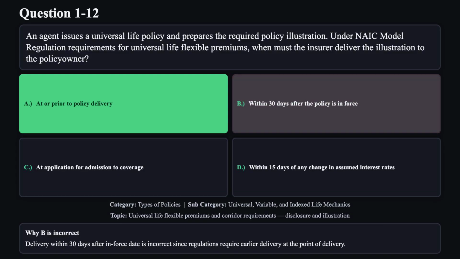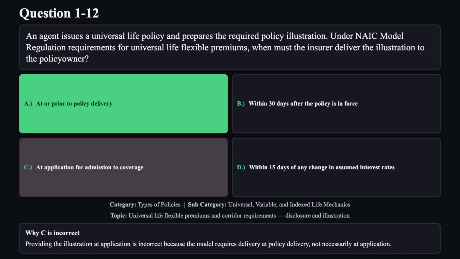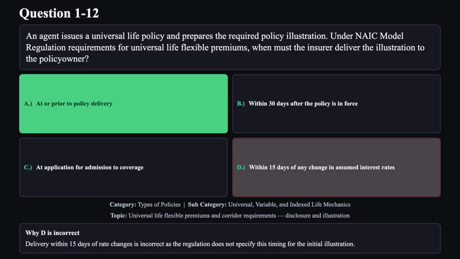Reason B is not correct. Delivery within 30 days after in-force date is incorrect since regulations require earlier delivery at the point of delivery. Reason C is not correct. Providing the illustration at application is incorrect because the model requires delivery at policy delivery, not necessarily at application. Reason D is not correct. Delivery within 15 days of rate changes is incorrect as the regulation does not specify this timing for the initial illustration.